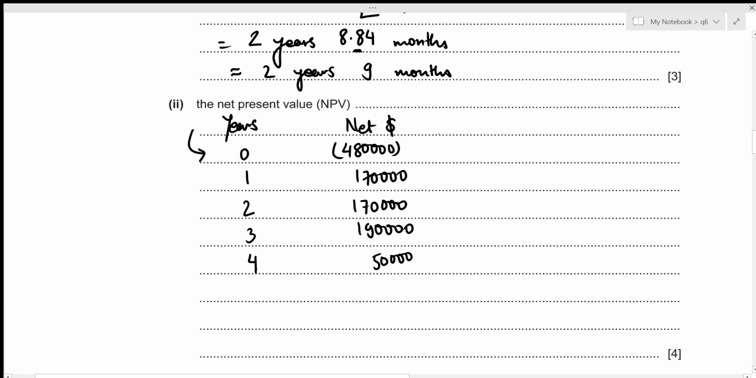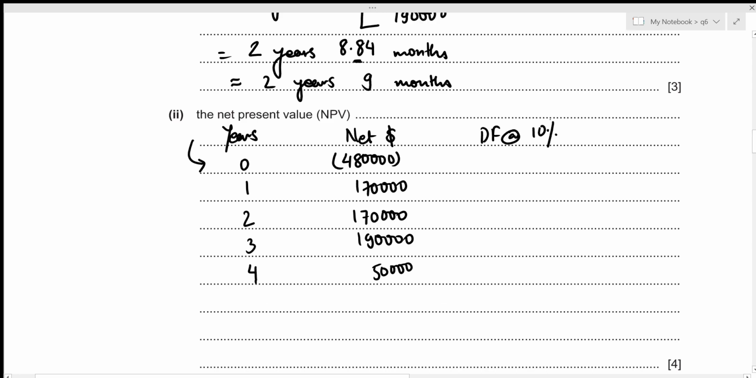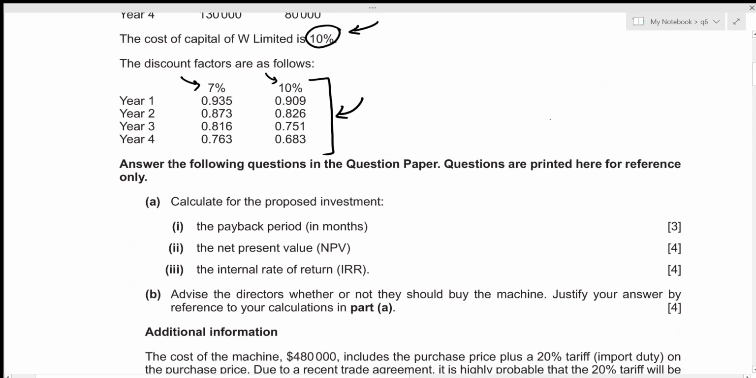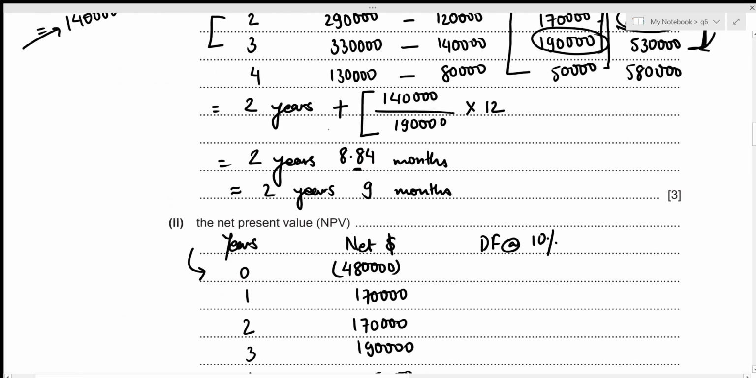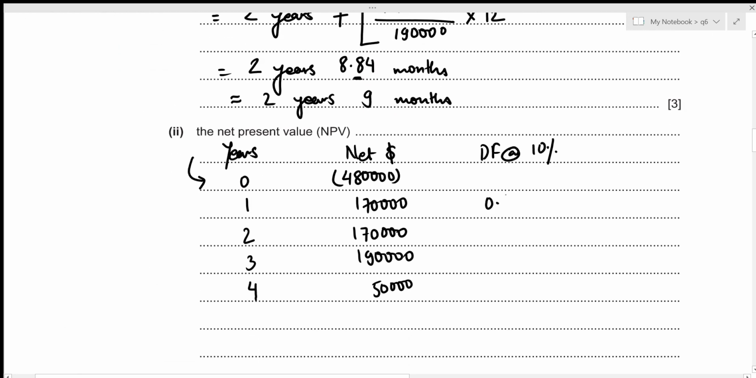Now we just need to multiply it with the discount factor at the rate of 10%. Let's copy it. That's 0.909, 0.826, 0.751, and 0.683 for the 4 years. And for year 0, the discount factor will always be 1 no matter the rate.